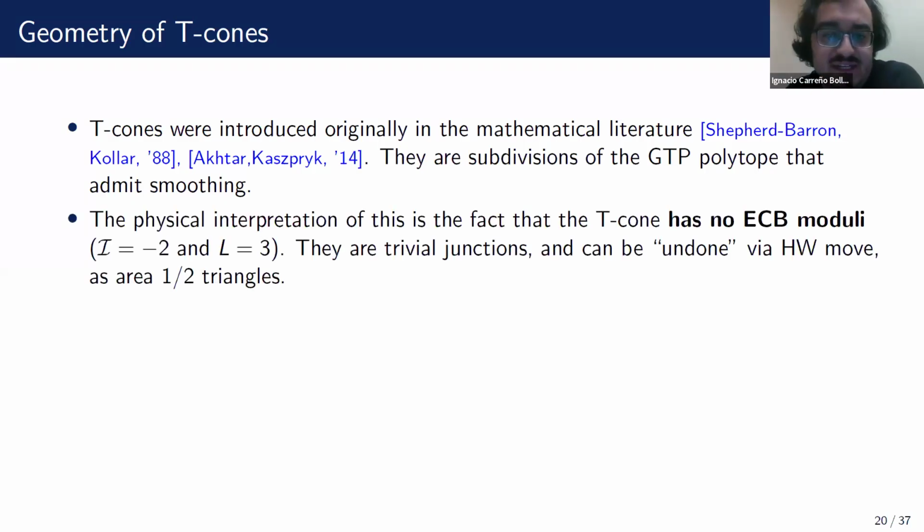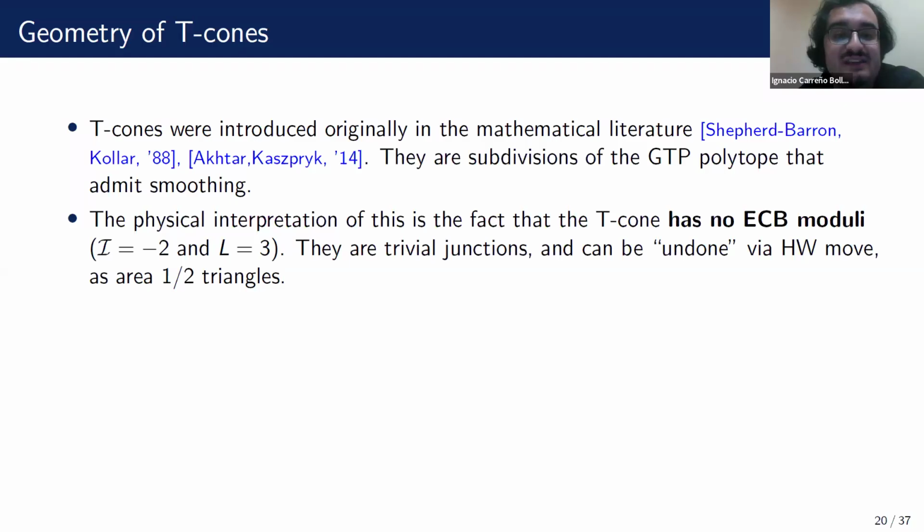Now, the physical interpretation of the fact that these T-cones are parts of the toric diagram, or the polytope more in general because we are also talking about GTPs, that can be deformed, comes from the fact that the T-cone has no extended Coulomb moduli. This is because we can take the self-intersection formula and compute it, and we find that for every primitive T-cone its self-intersection is -2, so it has no Coulomb branch. Additionally, since it is a triangular piece and the number of mass deformations is given by L-3, it hasn't got any mass deformation either, so it has no ECB moduli.